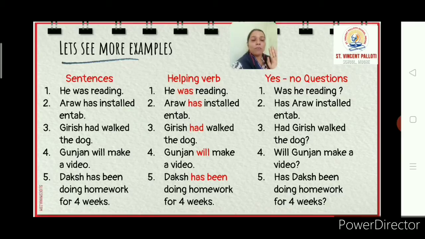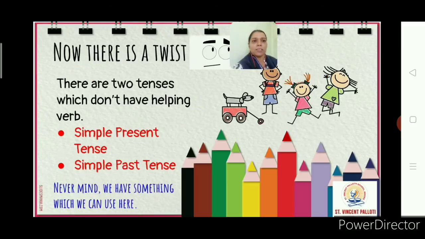Now whenever you are having has been, have been, had been, you will not put that "has been" at the front. What will you do? The first part, "has", will come first. Has Daksh been doing homework for 4 weeks? Okay, if it is "have been", then "have" at the first and "been" after the subject. Like that we do it. Okay, now see next.